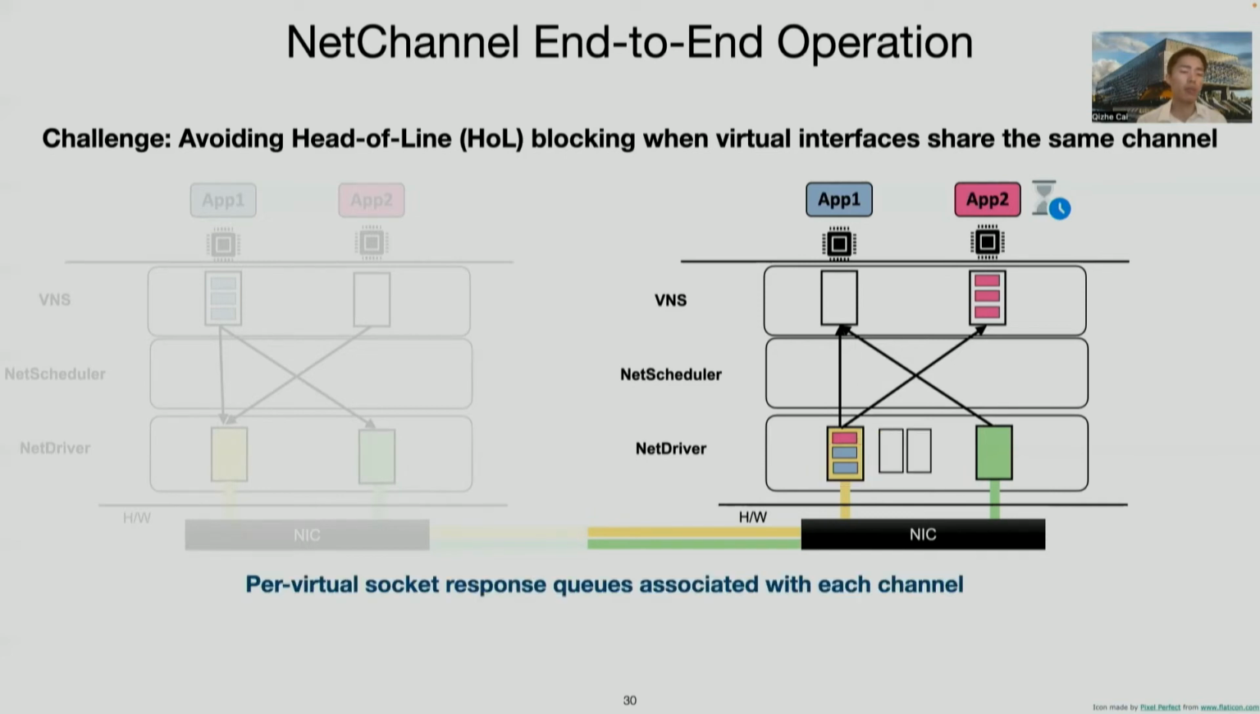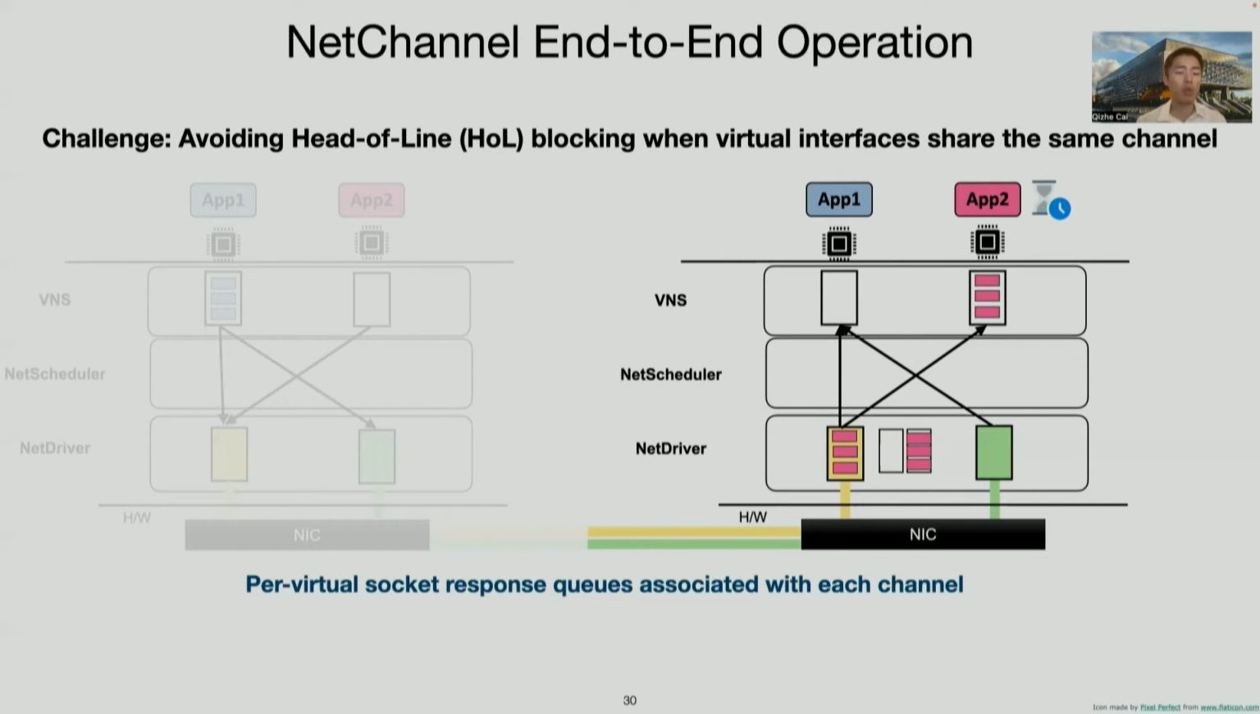To avoid such head-of-line blocking, we maintain a per virtual socket response queue associated with each channel. Packets are first dequeued from the channel to a corresponding response queue, and then moved to the virtual socket buffers once it has free space. This helps unblock applications. It's possible that the response queue gets filled up, causing the channel to get blocked again.